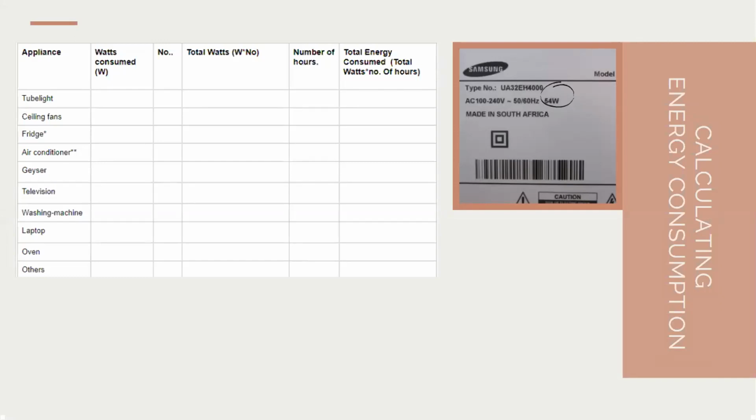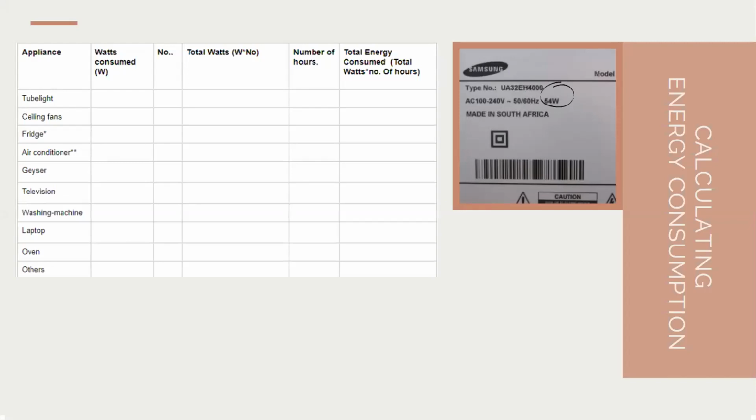It is mentioned on each appliance. For example, here you can see a Samsung adapter, which consumes about 54 watts, and then we write the number of appliances we have. For example, our house has 4 tube lights, so we write 4 tube lights. Then the total watts consumed by our tube lights becomes watts times the number of tube lights we have, and how we calculate the energy consumed by tube lights is we multiply the total watts which we are using by the number of hours. Now, number of hours has a specific meaning in fridges and air conditioners, which I'll cover later. So this is the basic methodology of how we go about it.